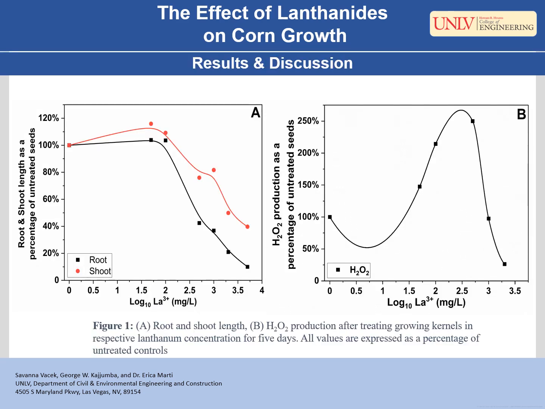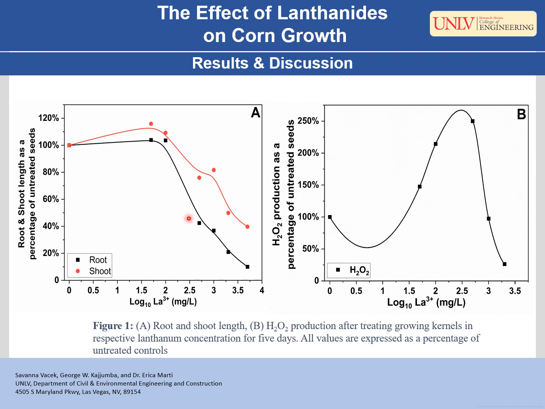In Figure A, root and shoot length as a percentage of untreated seeds was compared with different concentrations of lanthanum. It's evident that growing kernels in a lanthanum solution at less than 100 milligrams per liter actually increase the corn kernel's chances of germination. The root and shoot length increased with respect to the control. At 50 milligrams per liter, the shoot lengths were 16% higher than the control kernels. However, increasing lanthanum concentrations to more than 100 milligrams per liter actually reduced both root and shoot elongation, which is a sign of an unfavorable environment for kernel germination.